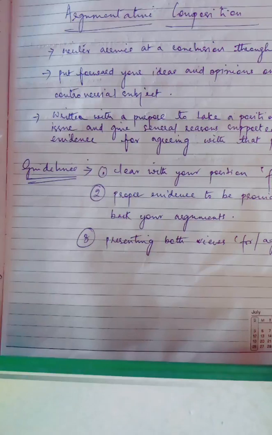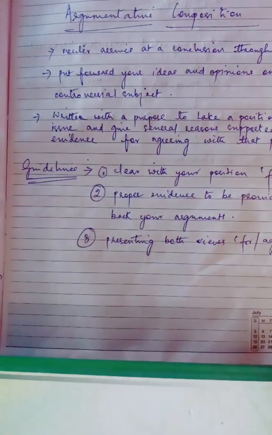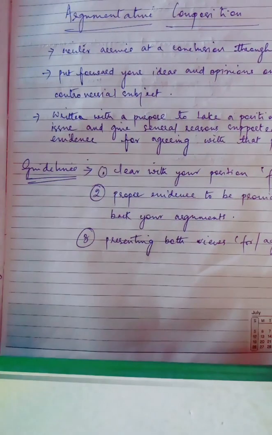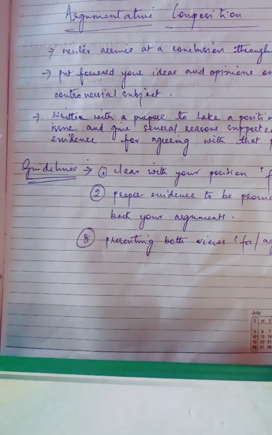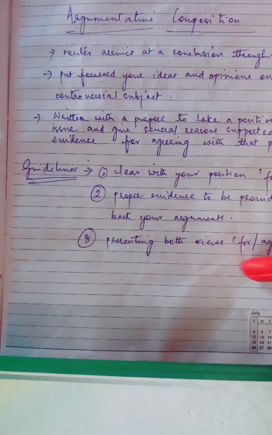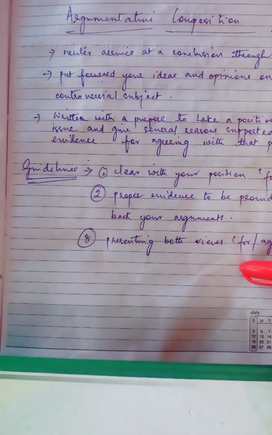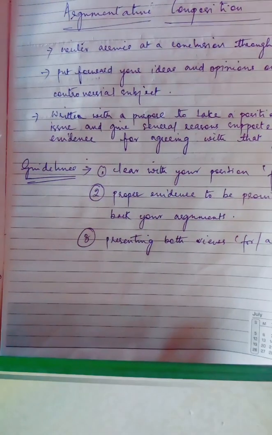So what are the guidelines? First is, whenever you see a topic, you make yourself clear with it, and you take a decision that I'm going to stand for the topic or against the topic. Second is, after you are clear with your position, you give proper evidence, right? Without evidence and examples, nobody will believe your argument. So you give proper evidence and examples. And third is, even if it's argumentative and you are taking one position, you have to give both the views, for as well as against the topic. That's a very important element of argumentative composition.